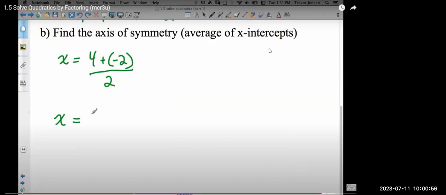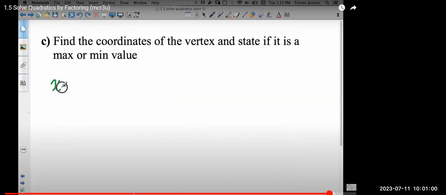When you're finding an average, you add two numbers and divide by 2, right? That's another way to look at it. And then find the coordinates of the vertex and state if it's a min or max. The coordinates of the vertex have to do with the axis of symmetry. And then what's the y value of the vertex?